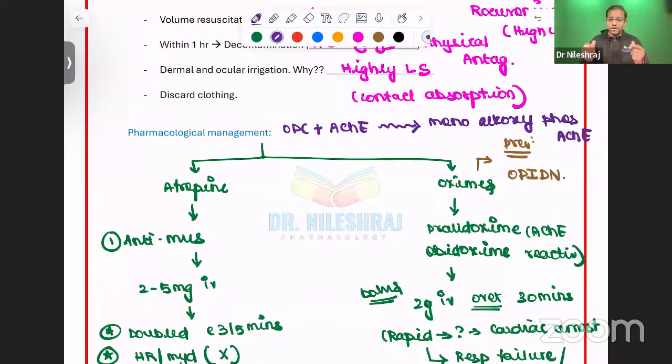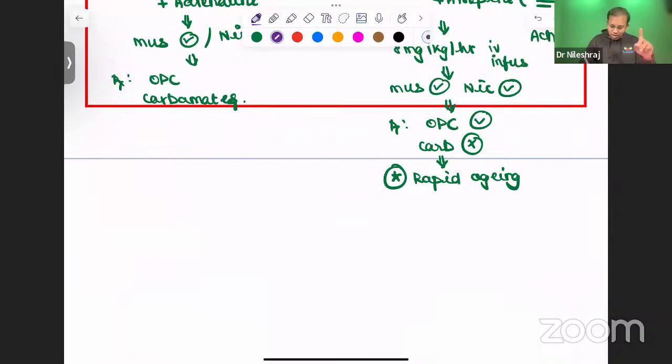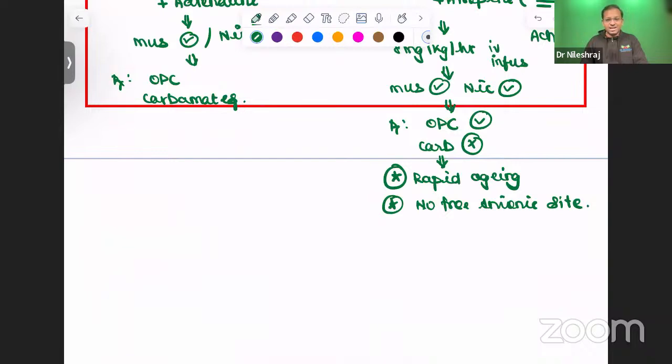This aging process is much quicker with carbamates. That's why oximes will take a longer time to start producing their responses, and that's why they cannot be effective for carbamates poisoning. Also, one more point: the second point is that in carbamates, there is no free anionic site. The anionic site is not free for carbamates, my dears. Simply, carbamates will be binding to both the anionic and esteratic sites.